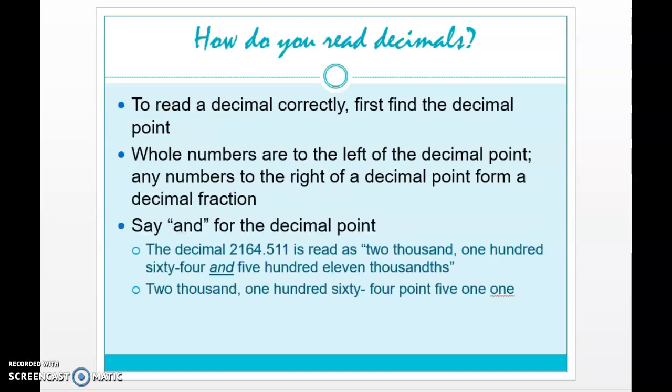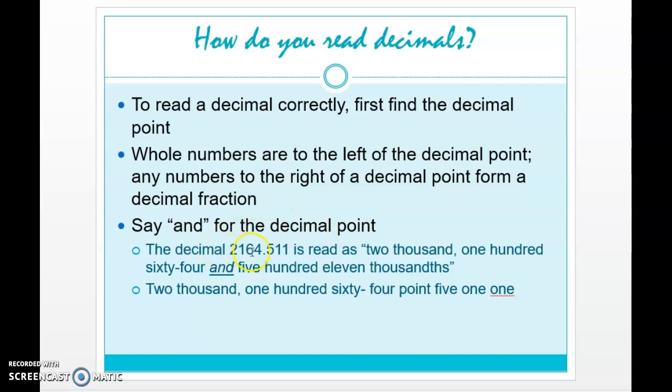How do you read decimals? To read a decimal correctly, first find the decimal point. Whole numbers are to the left of the decimal point, and any numbers to the right of a decimal point form what we call a decimal fraction. We say "and" for the decimal point. When you have a decimal point, we say "and".